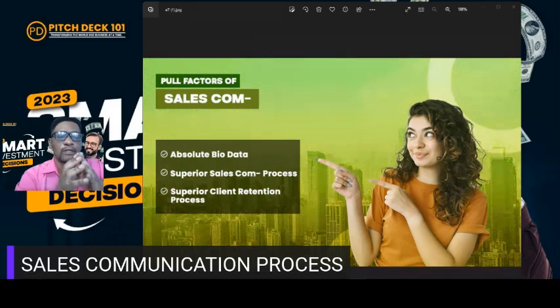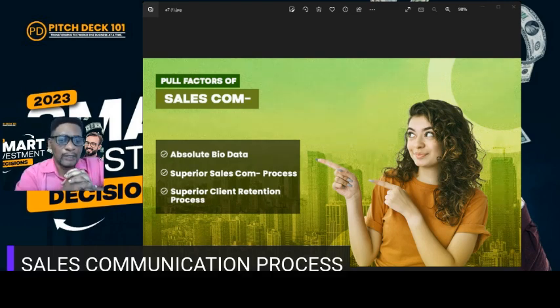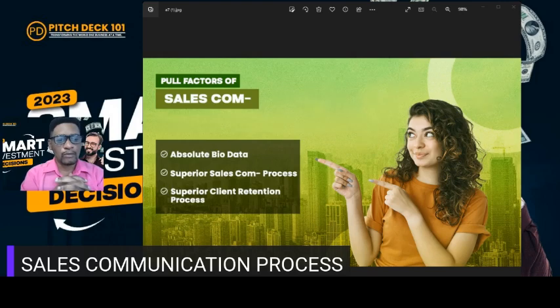So there are major differences between what we call the pull factors of sales communication and the push factors of sales communication. Presently, we are discussing the pull factors of sales communication, and there are three concepts that we're looking at now. The very first thing you want to do when you are positioning yourself to learn, apply, and master the pull factors of sales communication is zero in on what we call the absolute biodata. You really want to zero in on this.